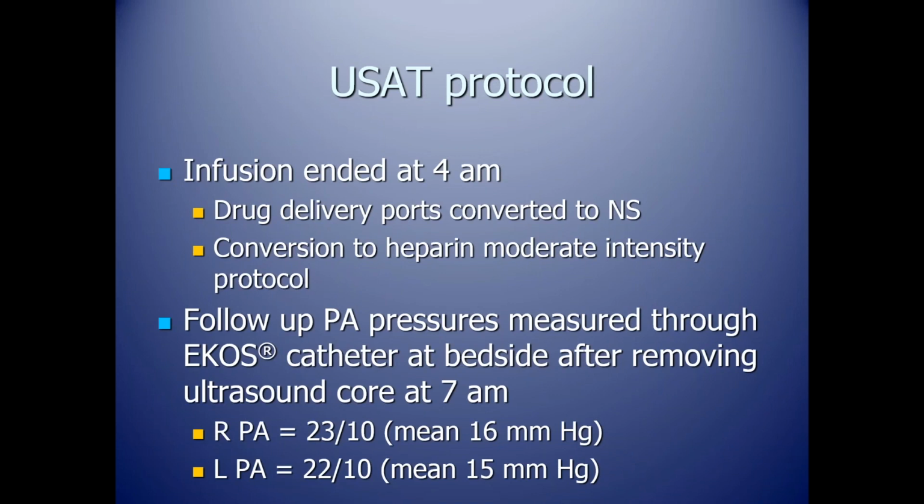Because the patients had the jugular vein access, the patients are fully anticoagulated at this point. The pressures are measured from both pulmonary arteries, recorded, and then both the catheters and sheaths are pulled. And you can see in this case, the pulmonary pressures nicely decreased to 22 on the left and 23 on the right.